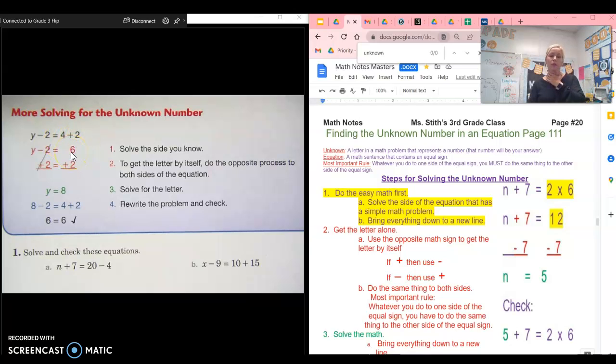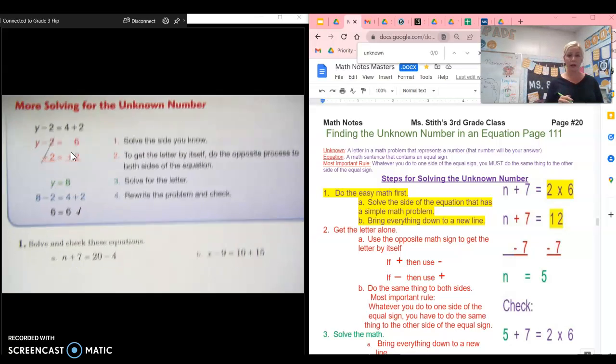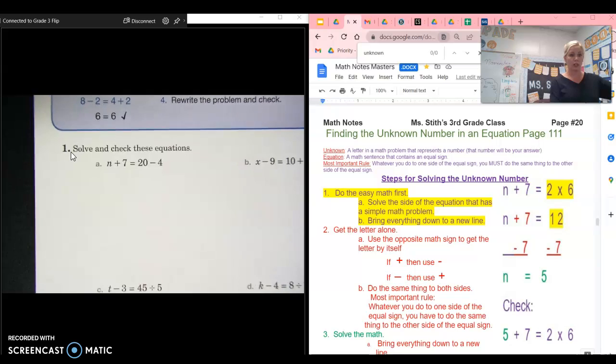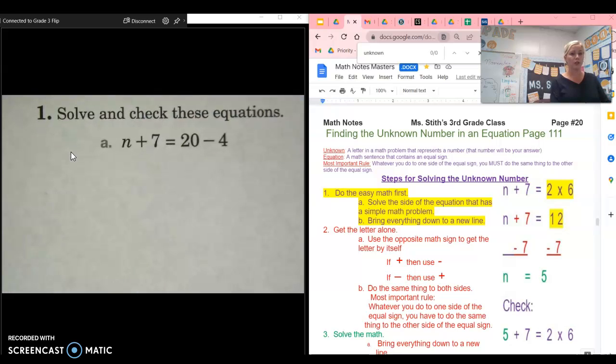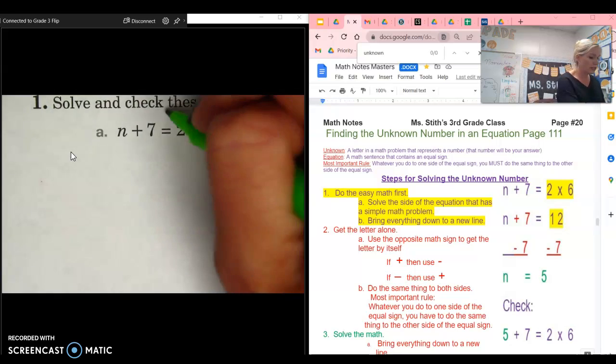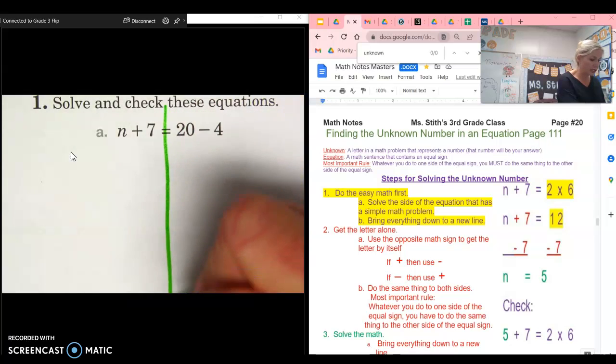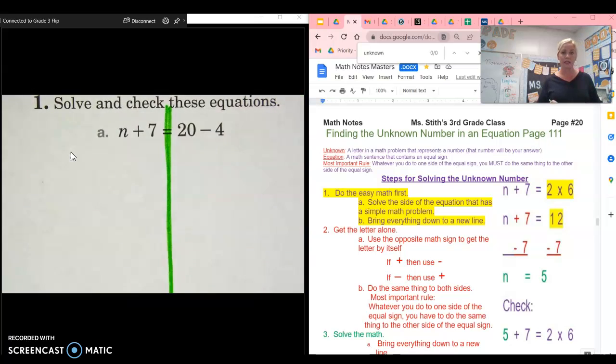And when we talk about the most important rule, what you will hear me say over and over again is whatever I do to one side of the equation or math sentence, I need to do the same thing to the other side. So if you were absent yesterday, we're going to go ahead and start with two things. The first thing we're going to do on number 1 is zoom in on number 1, and we are going to draw a line down the equal sign. So you can see that my line is nice and long. You can use your pencil. And what we're doing is we're chopping this math problem into two sections.